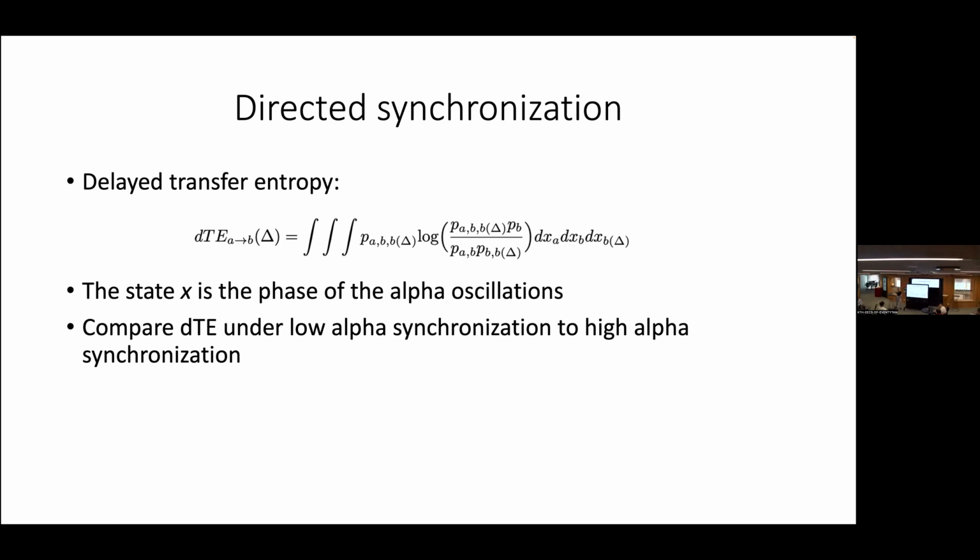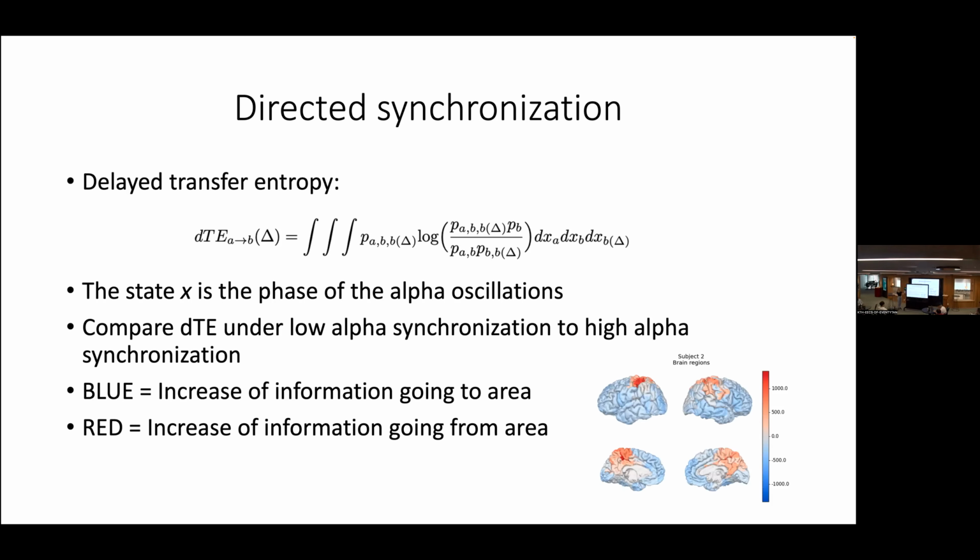This is an example of what you get here. So blue is an increase of information going to that area under high synchronization, and the red means that there's an increase of information going from that area under high synchronization. So in this case, this would suggest that it's the parietal areas up here that are driving this alpha network.